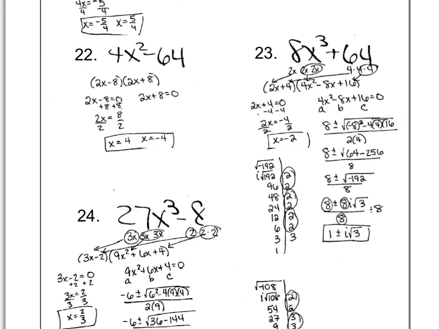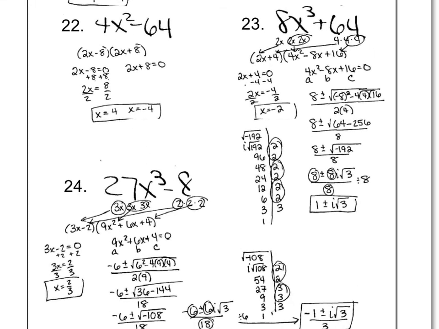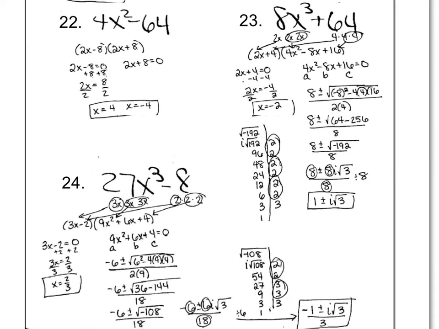23 and 24 were your sums and differences of cubes. These probably took a little bit longer. Remember, the first one you just solve for x. The second one you do have to use the quadratic formula.